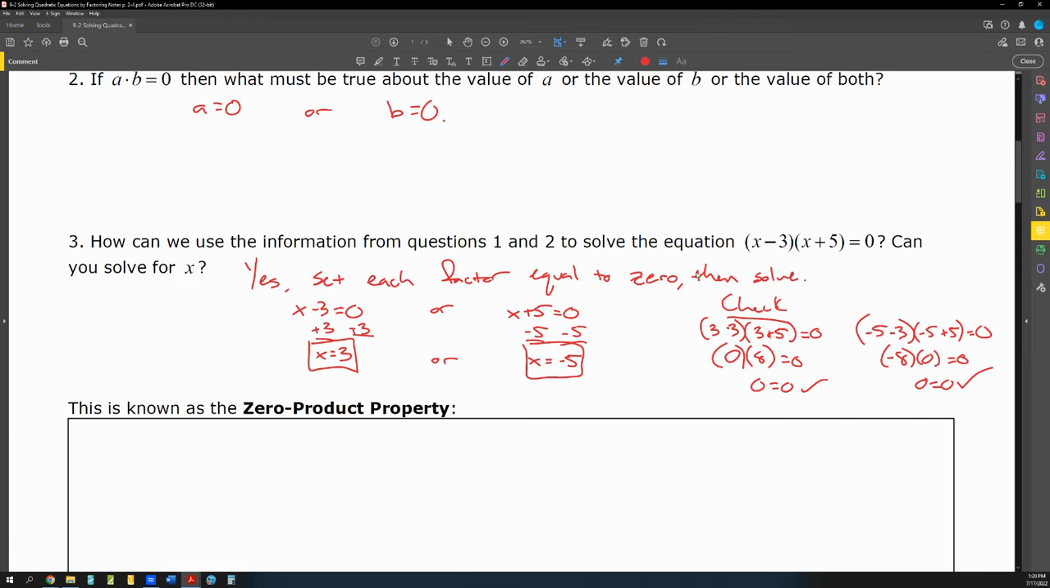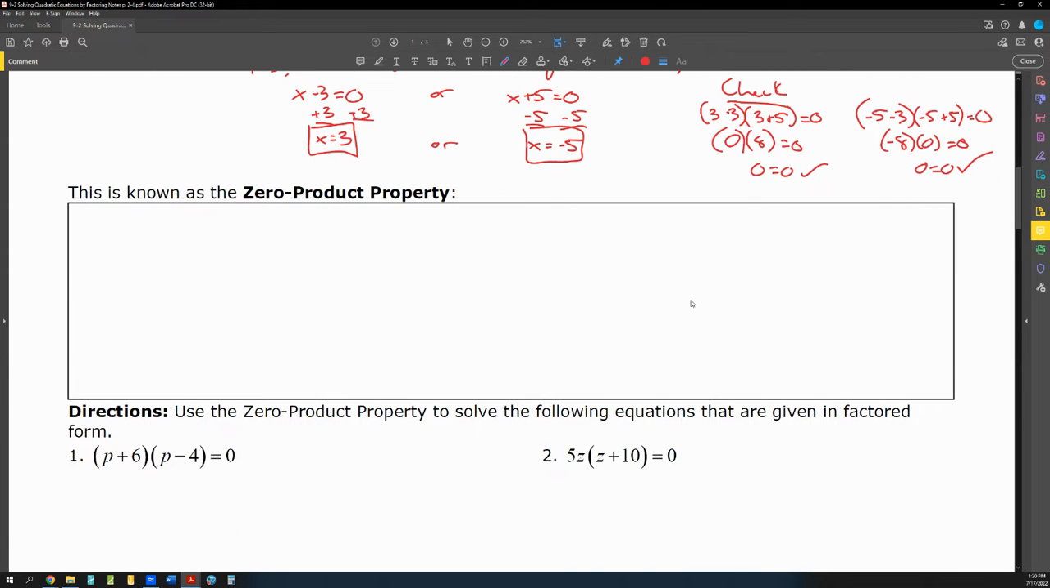So this property here, where if we have a product that equals 0, that means one of those factors must be 0, is called the zero product property. I'll often refer to this as ZPP, for zero product property. And it states that if A times B is equal to 0, if you have a product equaling 0, then at least one of the factors is equal to 0. So either A equals 0 or B equals 0, or both.